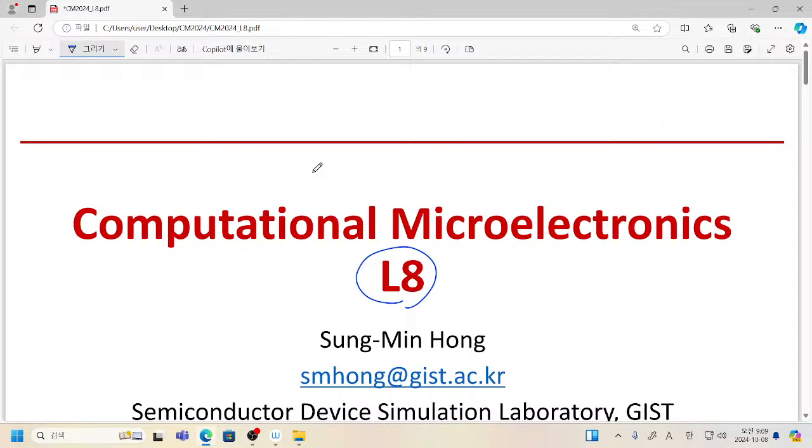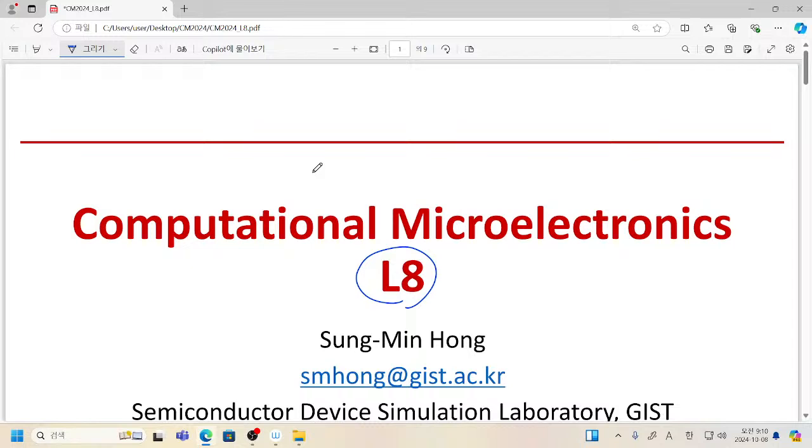Once again, welcome to lecture 8 of our computational microelectronics course. We had a long pause due to my business trip and national holidays, and now we are coming back to the lecture room once again, and this is the 8th lecture.